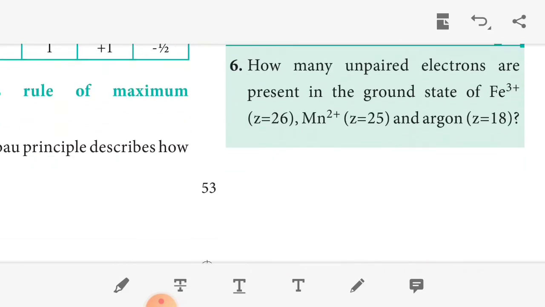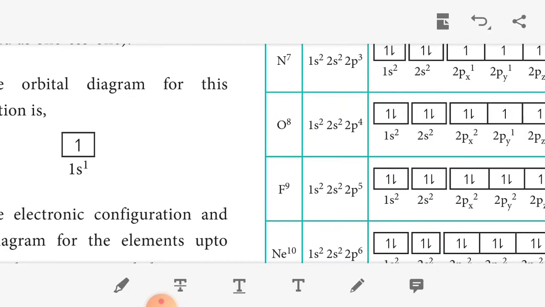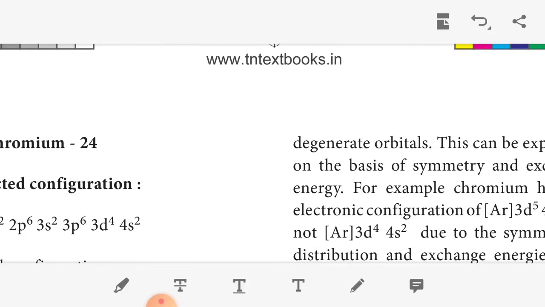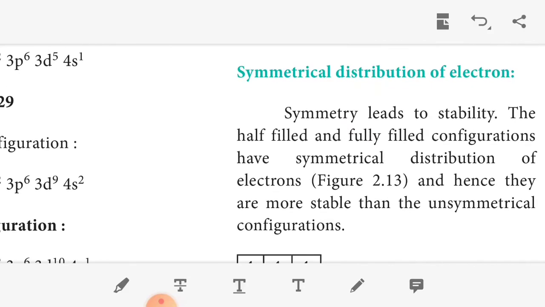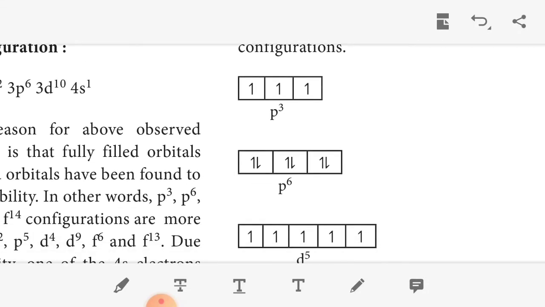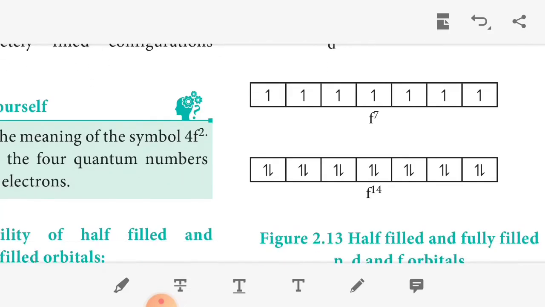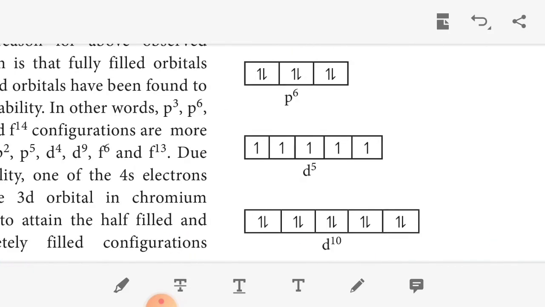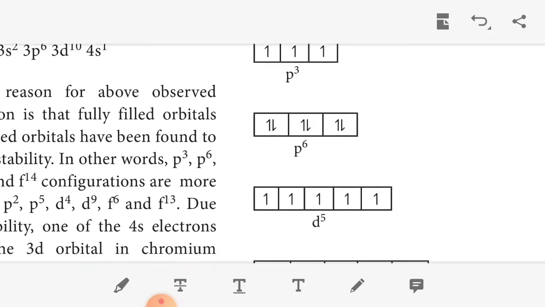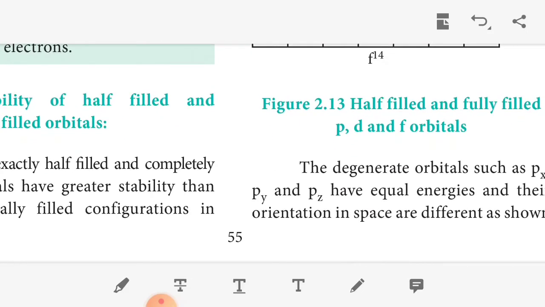The next important topic, the symmetrical distribution of electrons. The symmetrical distribution of electrons leads to stability. Symmetry leads to stability. Half-filled and fully filled configurations, or symmetrical distribution of electrons, are more stable than unsymmetrical configurations. So this is p3, this is p6, then d5, then d10. So it can be symmetrical orientations. Then f7 and f14. This is p3 is half-filled, then p6 is completely filled, then d5 is half-filled, then d10 is completely filled, then f7 is half-filled, then f14 is a completely filled orbital.